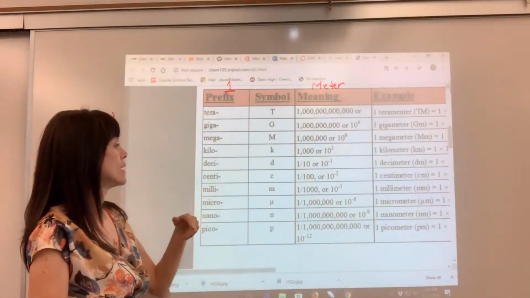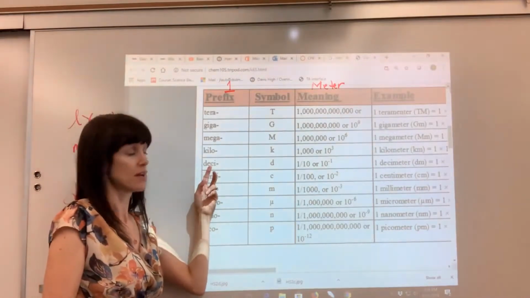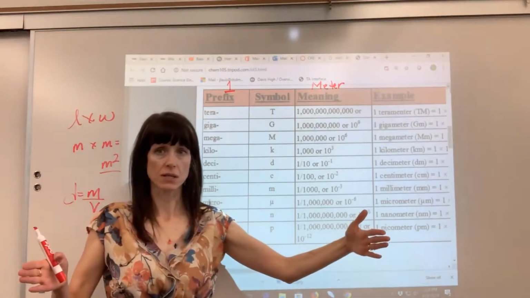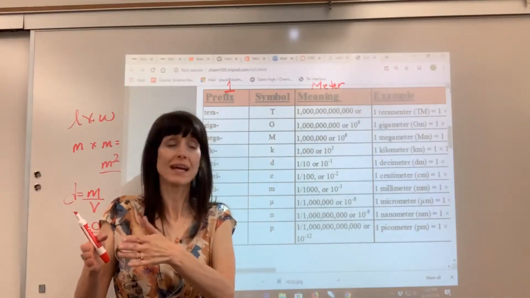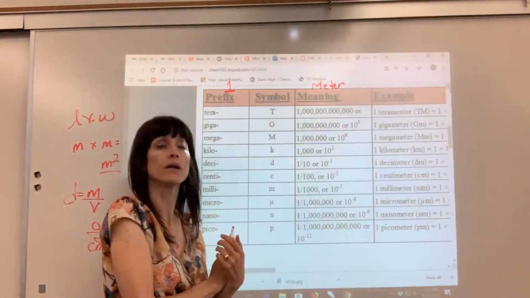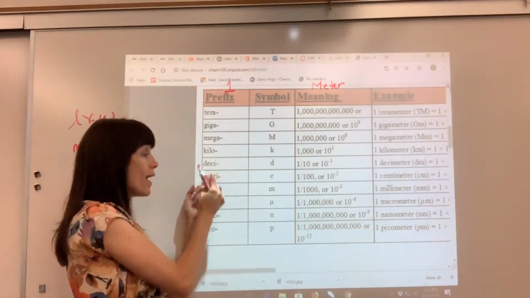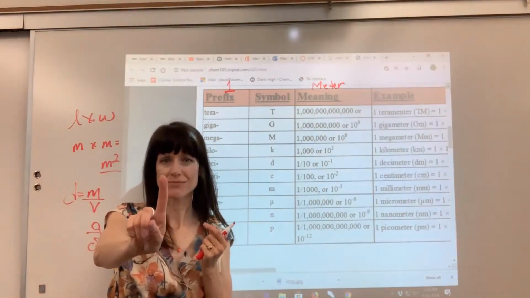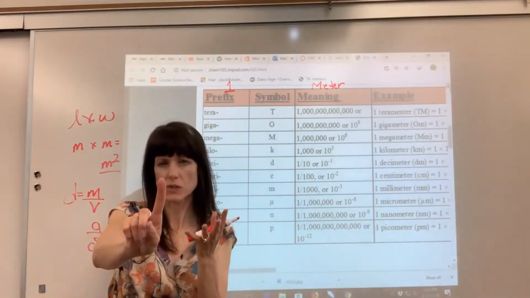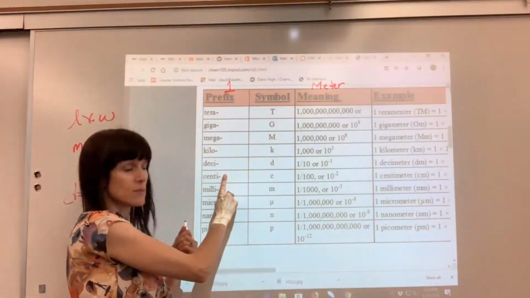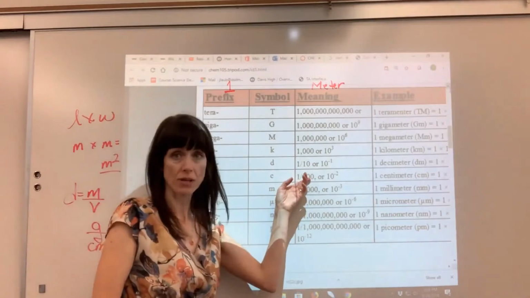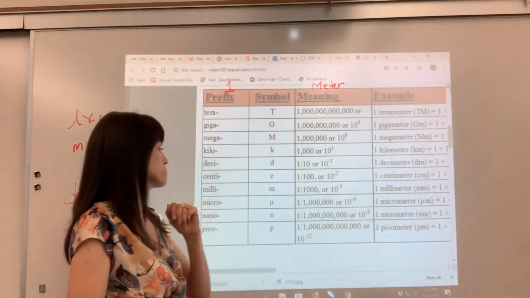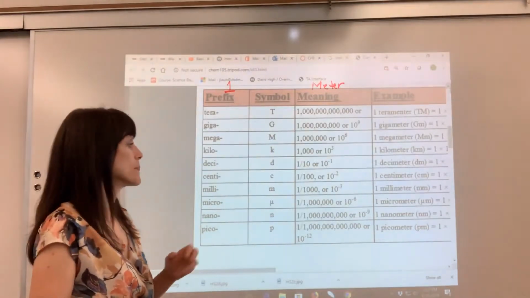If I have 1 decimeter, that is 1/10 of a meter. So think of a meter stick. A decimeter is 1/10, and that's why it's 10 to the minus 1. A centimeter, 1 centimeter. So a centimeter is about the size of my finger, okay? The width of my finger, that's close to a centimeter. If I have 1 centimeter, that is 100th, or 10 to the minus 2 of a meter.